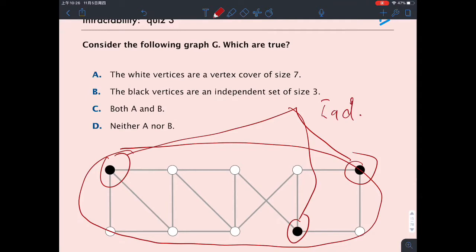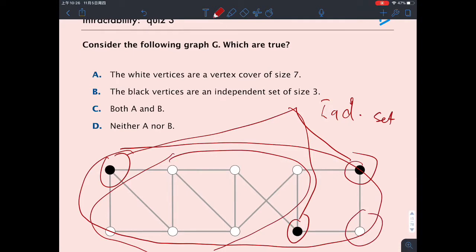Independent set means that if I look at any pair of nodes among these three black nodes, they don't form an edge. Now if the black nodes are an independent set, then the complement, which is all the white nodes, should be a vertex cover, and we can verify again on our own that it's true for any edge: at least one end of the edge is a white node.